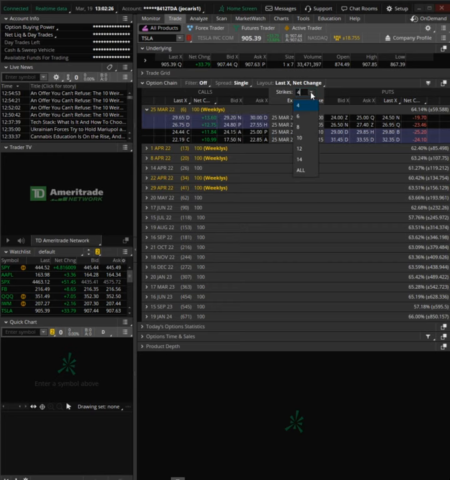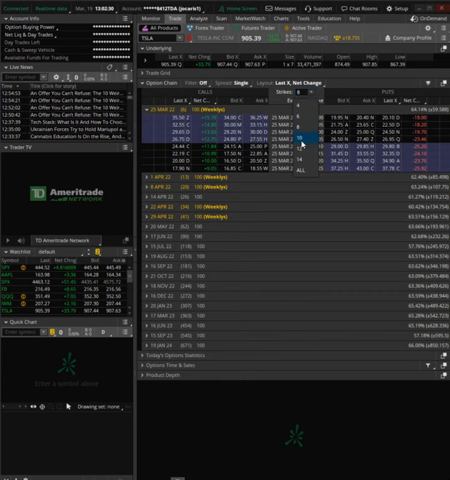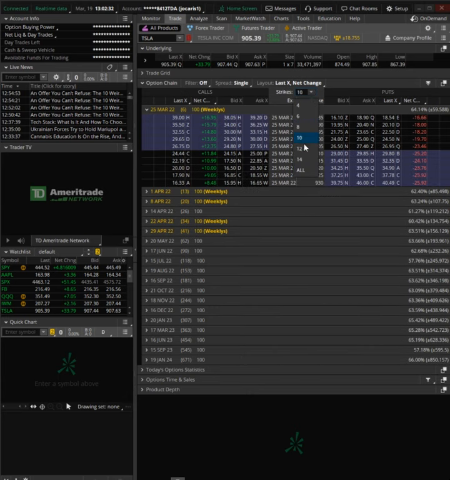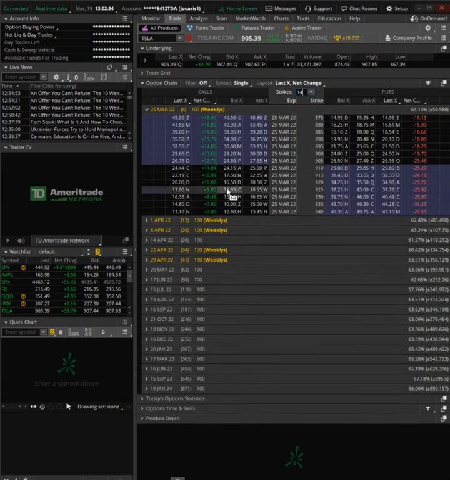Now you can always expand the strike down to, let's say, 8 or 10. You can expand it down even further. Alright, so now we're looking at 14 different strike prices. Okay, so as you can see with Tesla, the reason why I picked this stock too is because it kind of gives you a really good idea of what you're looking at with a higher price stock.